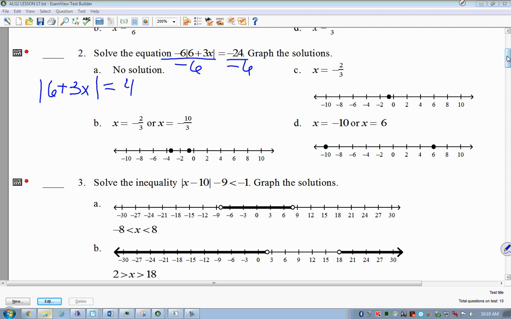Now, is it no solution? No, because it's a positive number. So now I have to write two equations, correct? All right, what are my two equations? Okay, and?